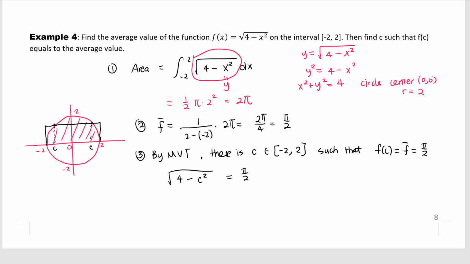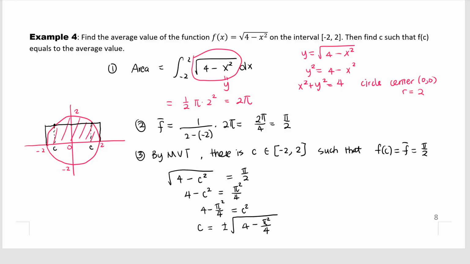Let's solve for c. We square both sides: 4 minus c squared is pi squared over 4. And then we move the c squared to the right and move the pi squared over 4 to the left. And then we take the square root. When we take the square root, we have plus or minus. So far, so good, everybody?